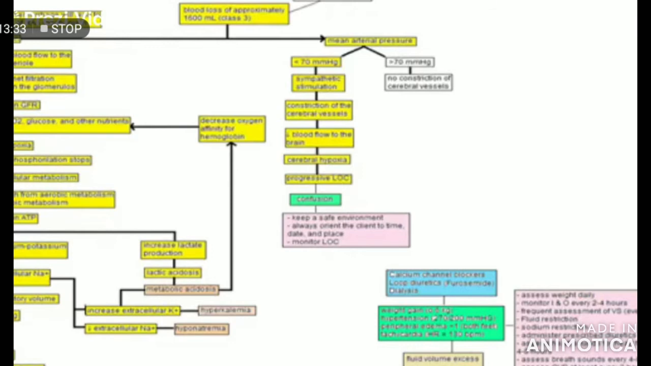Nursing management would be to keep a safe environment, always orient the patient to time, date, and place, and monitor the level of consciousness.